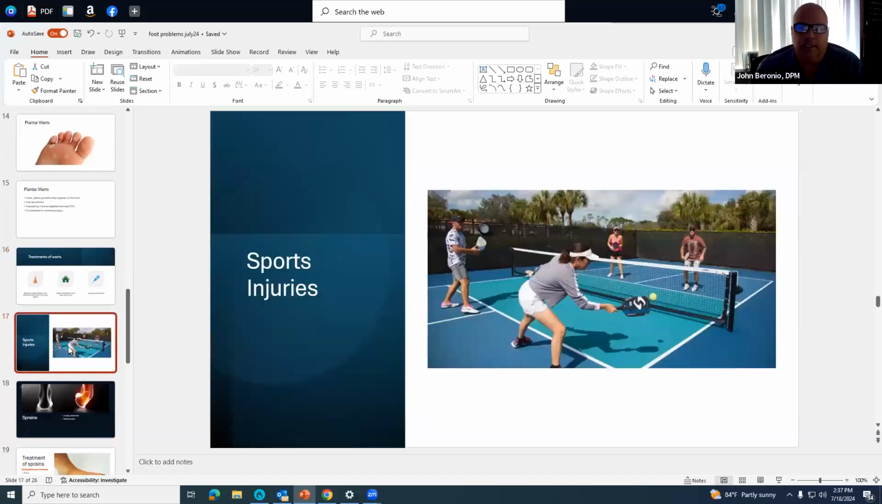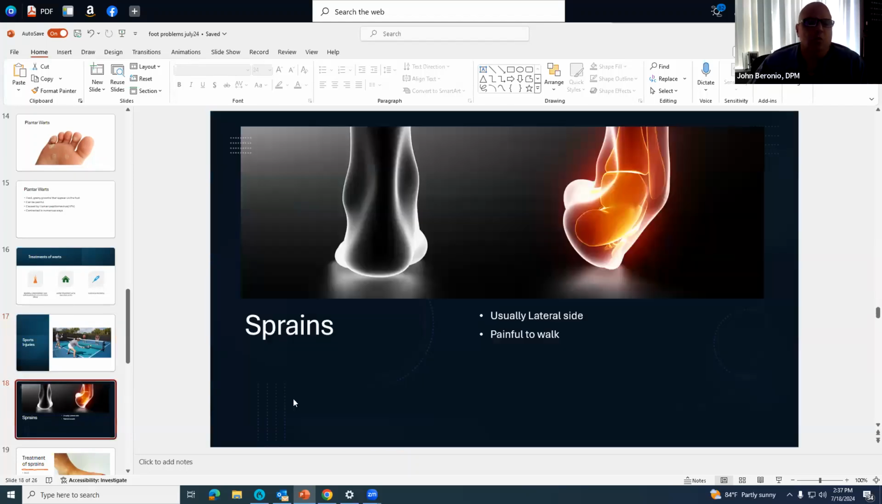The other things we deal with are different types of sports injuries. Pickleball is a growing and very popular sport, especially among the elderly or the older population around here now, and we're starting to see a lot of pickleball injuries. What we'll see are basically sprains and strains, ankle sprains especially.